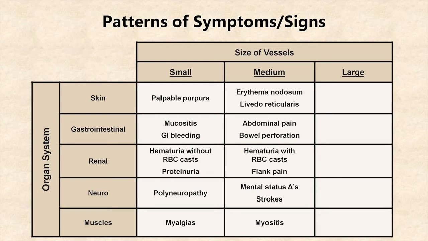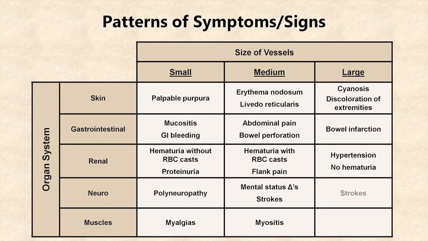A large vessel vasculitis can result in cyanosis and discoloration of the extremities, bowel infarction, hypertension from involvement of the aorta or renal arteries, but no hematuria, strokes from involvement of the carotids, and claudication, which is pain in the extremities due to lack of blood flow. Unfortunately, the presentation of vasculitis is much more complicated than this because no one individual vasculitis disease leads to all the findings in any one column.